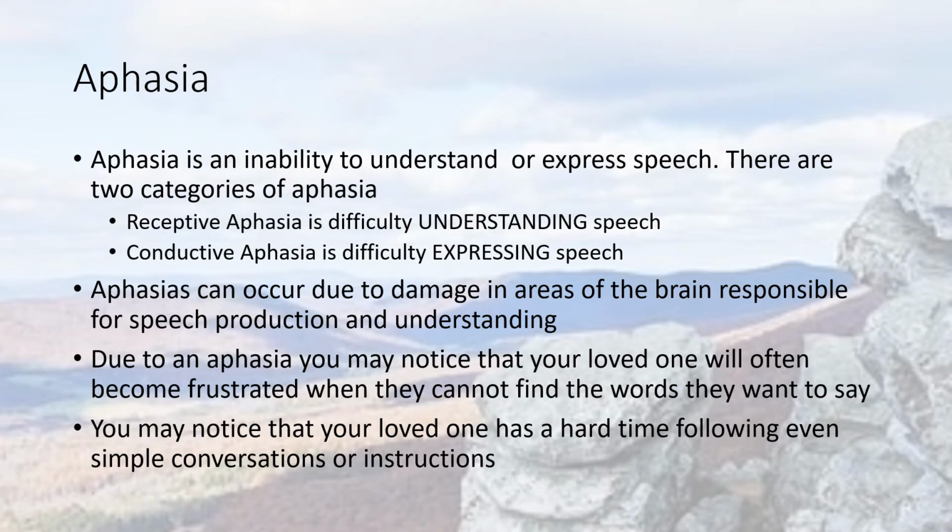Aphasia. Aphasia is an inability to understand or express speech. There are two categories of aphasia. First is a receptive aphasia, which is difficulty understanding speech. Next is a conductive aphasia, which is difficulty expressing speech. Aphasias can occur due to damage in areas of the brain responsible for speech production and understanding.